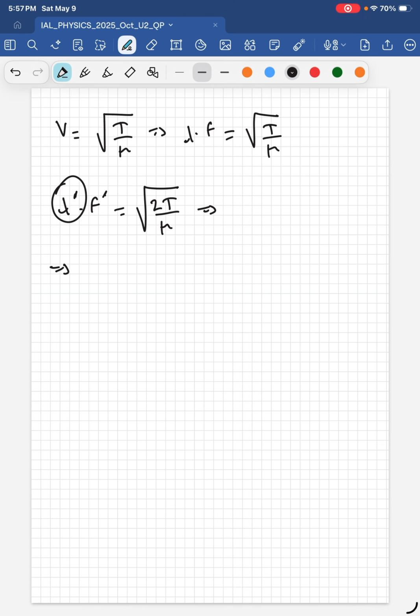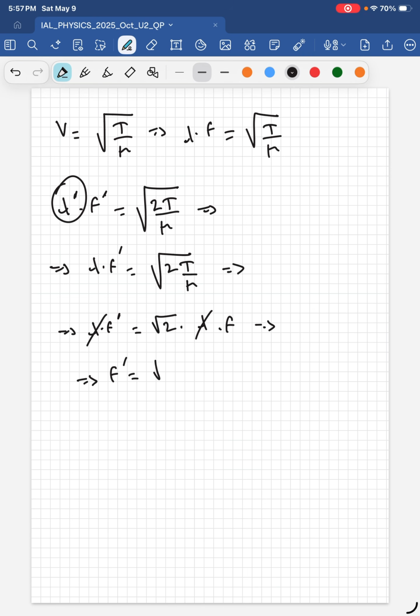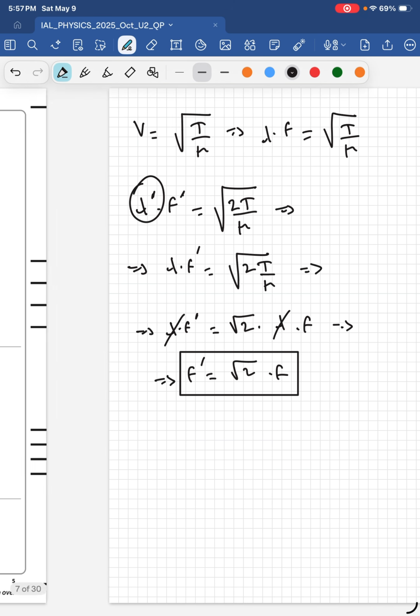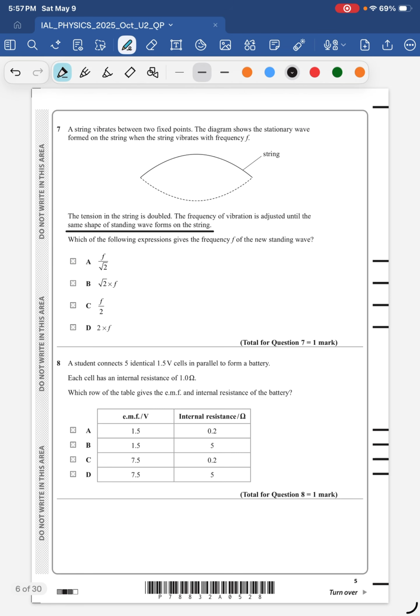But as we said, this lambda prime is the same as before, so we will have lambda times f prime being equal to the square root of 2T over mu. So lambda times f prime is going to be the square root of 2 times lambda times the old frequency. So lambda cancels, so f prime is simply the square root of 2 times the old frequency, and that's the answer. So if we go back, this is option B.